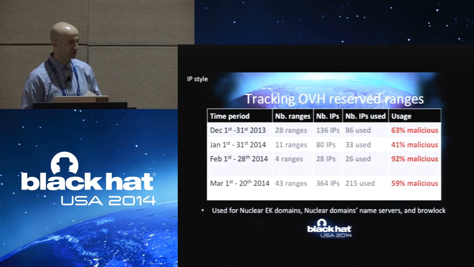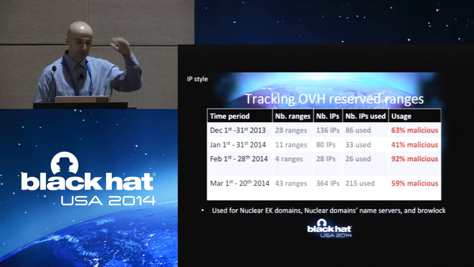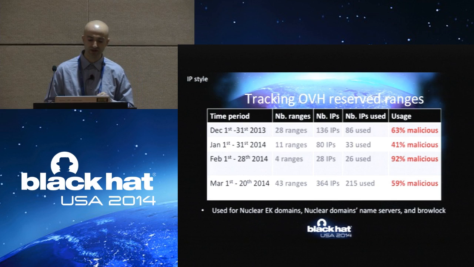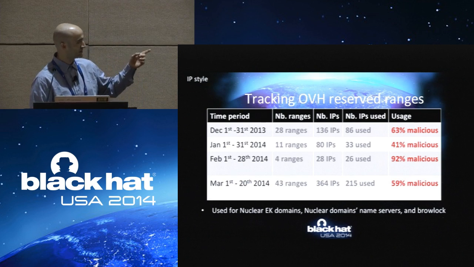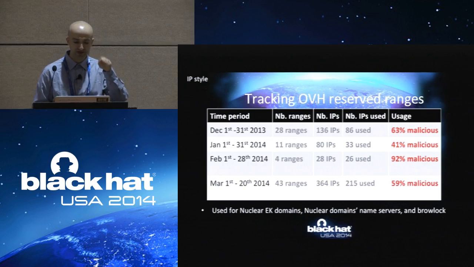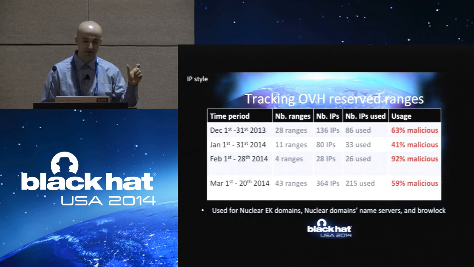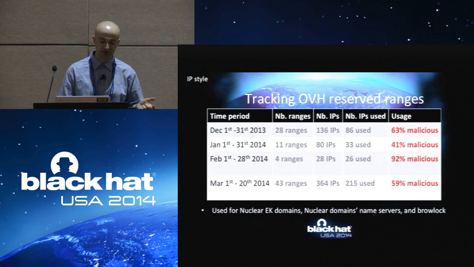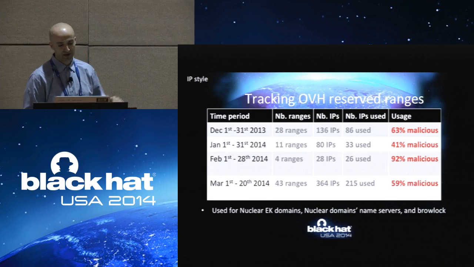We took, again, like OVH's case, and in this table, we see the monitoring of the ranges reserved by a small set of these suspicious customers, and we are able to see that, for example, in December, 28 ranges were reserved, like those small slashes, as we said, like 28, 29, and then within which there were 136 IPs. 63% of them were used for malicious purposes. The next month it was 41%, and then in February it was surprisingly very high, like 92% of the reserved IPs were used for malicious purposes. And then in March it was around 59%.